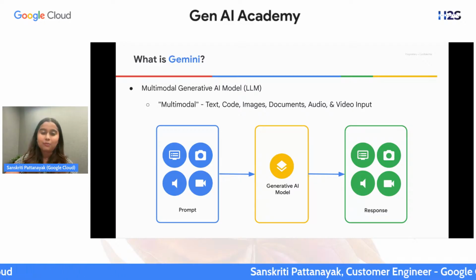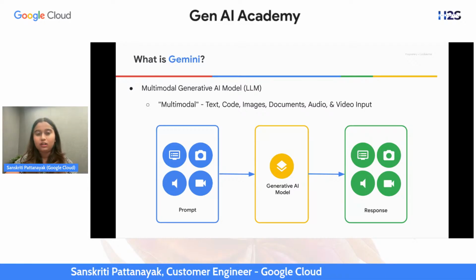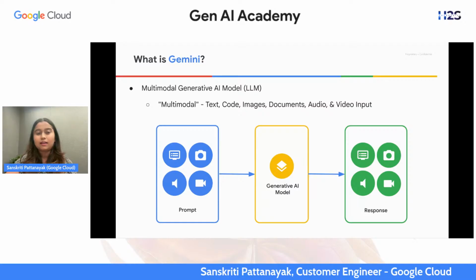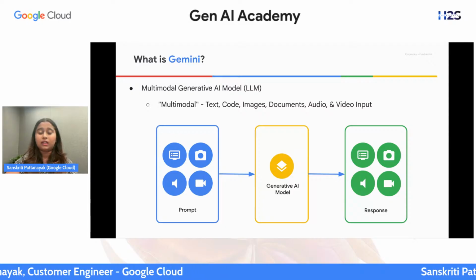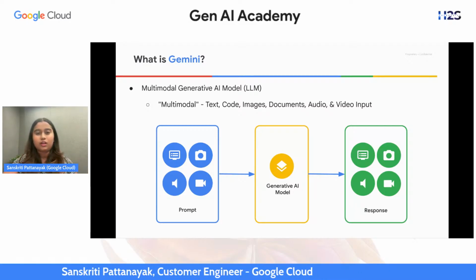But just a quick recap: Gemini is our multimodal generative AI model, the latest version being Gemini 2.5 Pro and Flash. When I say multimodal, what I mean is this model is not just trained on textual data, but it is also capable of understanding code, images, documents, which means PDF files, audio, video, all of that, the entire set of types of data inputs, right?